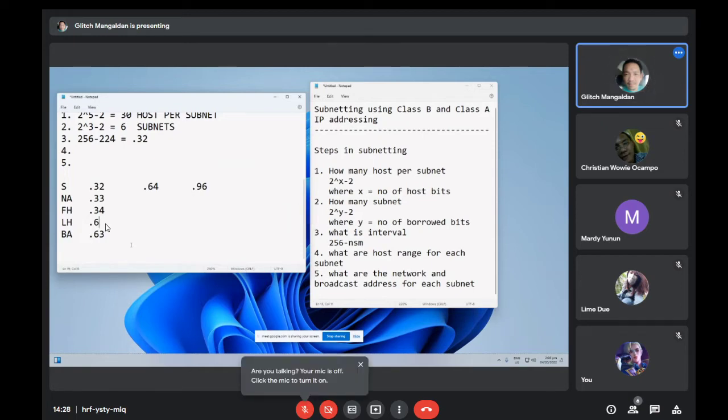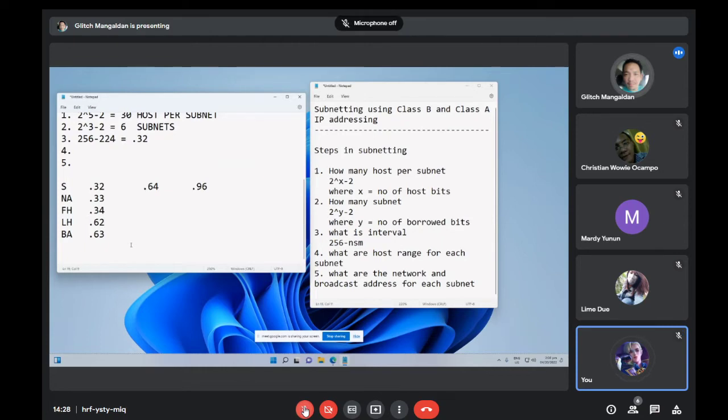Okay, that's 62. Right? So, this is the only thing we need, the host range. Remember, when they say host range, that is from first address to last host. Okay? So, this is now the first subnet. Subnet number 1. Our second subnet, sorry, this is wrong. Sorry.